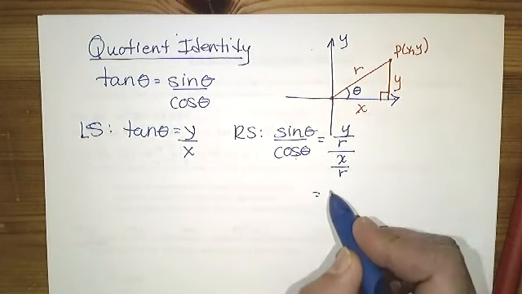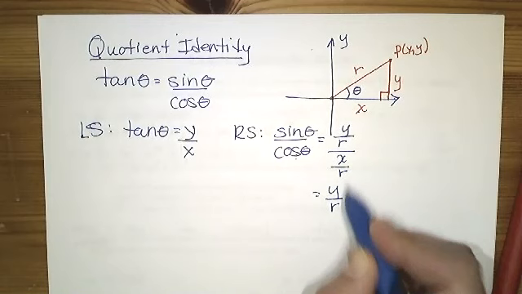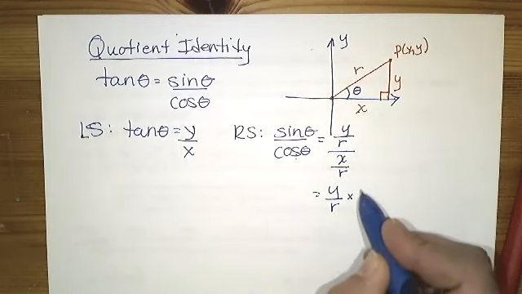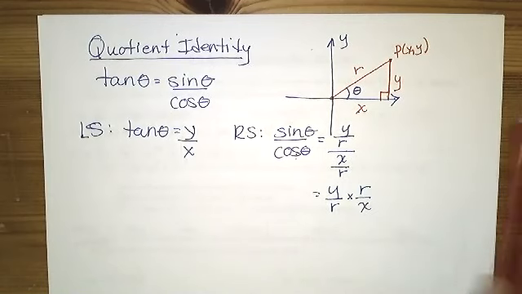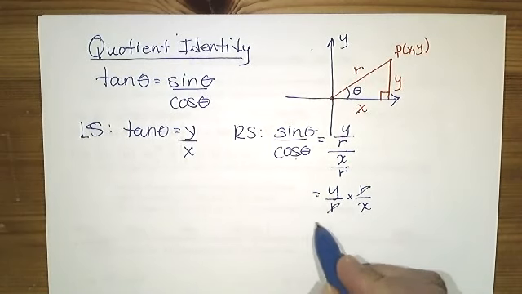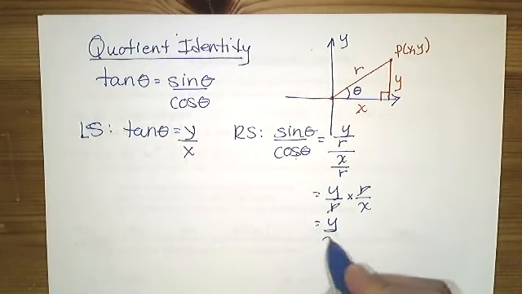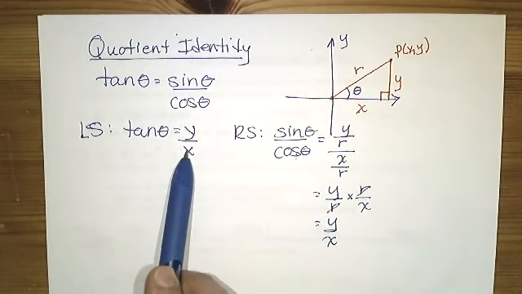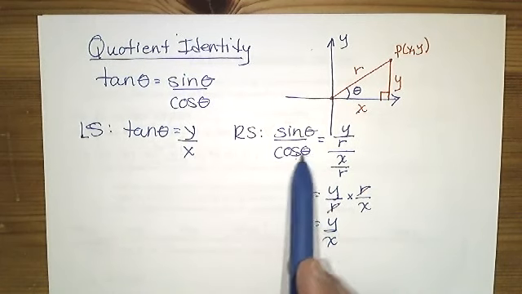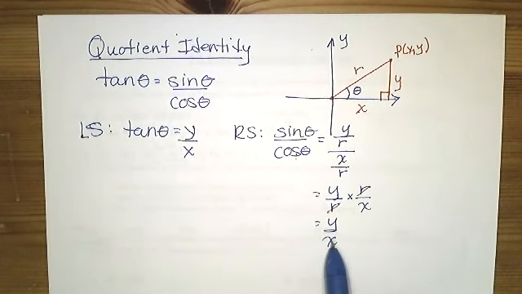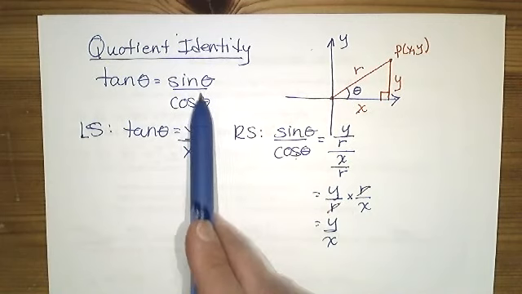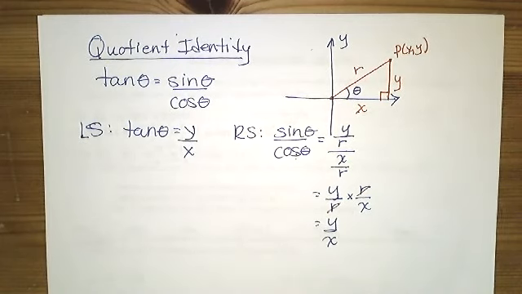And we could write an extra step if you need to. Remember, if we're dividing, we multiply by the reciprocal. And then we could cross out our factors here, and we get y over x. So as you can see, tan theta is equal to y over x, as well as sine over cosine is equal to y over x. Therefore, that means that they would be equal to each other.